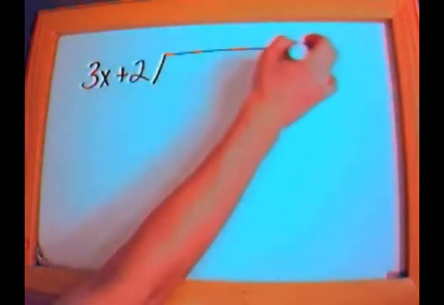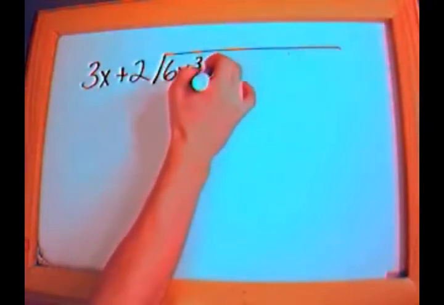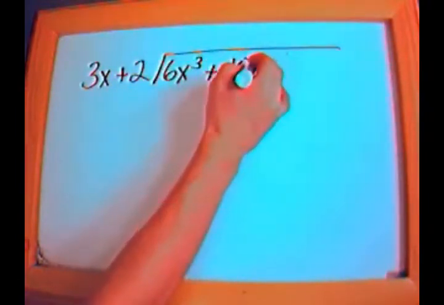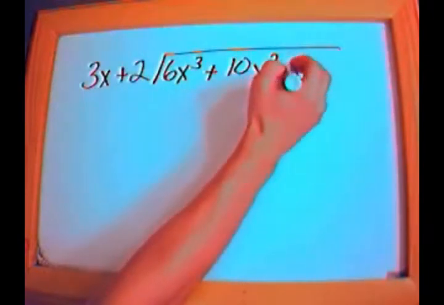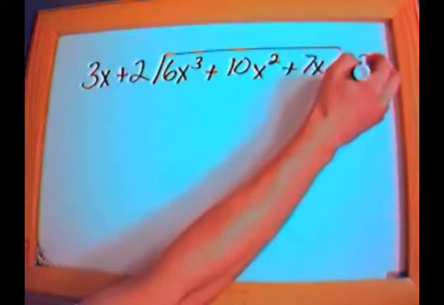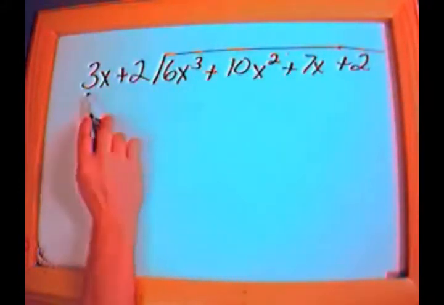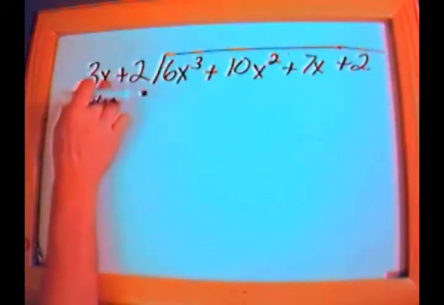Okay. The next one I want to do is one that looks like this. What if I have 3x plus 2 divided into 6x cubed plus 10x squared plus 7x plus 2. Now notice this is a third degree polynomial, so we've got a longer polynomial here. But it's the same thing.